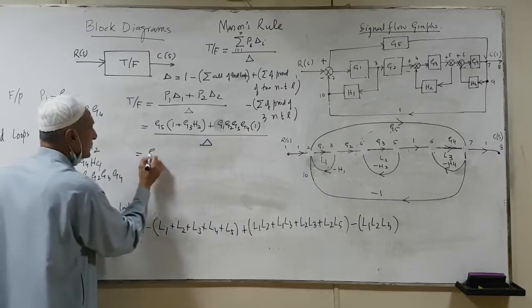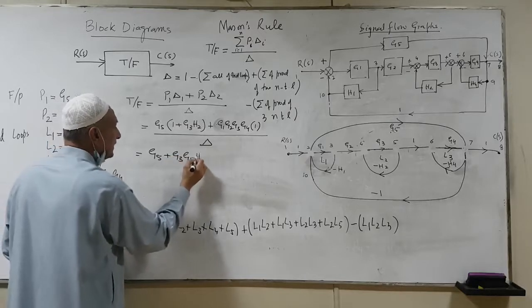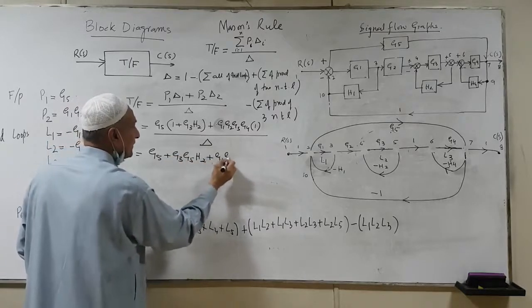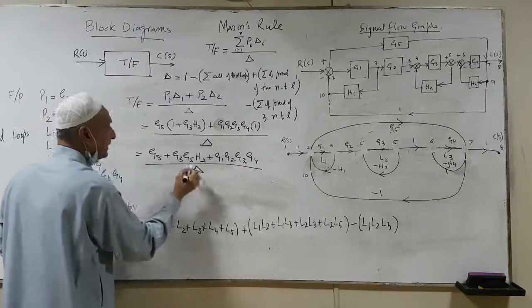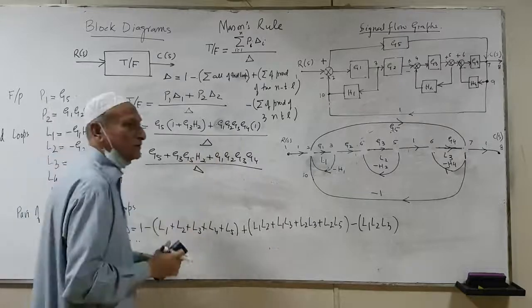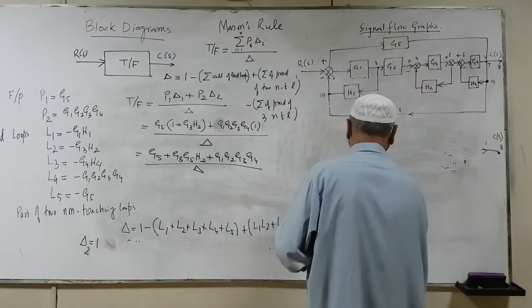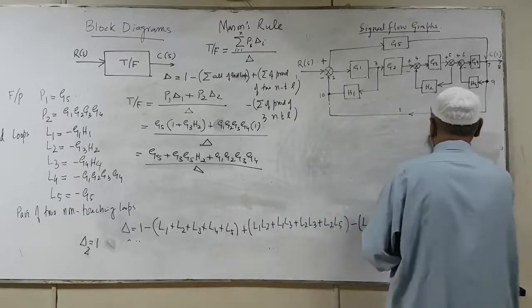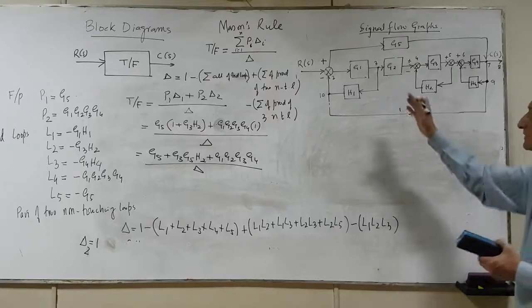So you can simplify this as G5 plus G3 G5 H2 plus G1 G2 G3 G4, divided by that big expression which you have, delta, but no need to write it, just put delta. This is the transfer function of this entire system. Now, without using Mason's rule, you can even do it, but in many cases that will be a problem. However, in this case, it's easy.